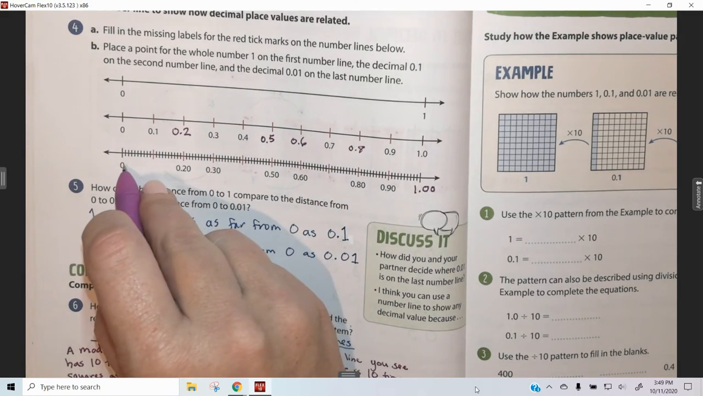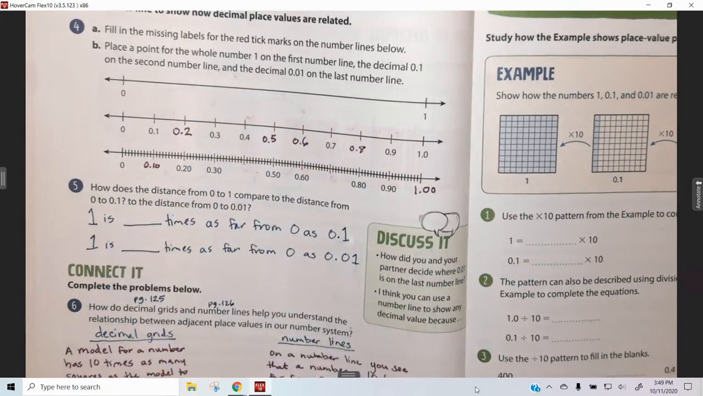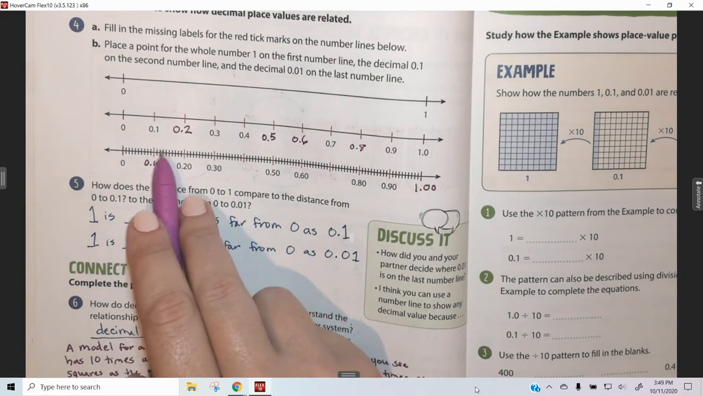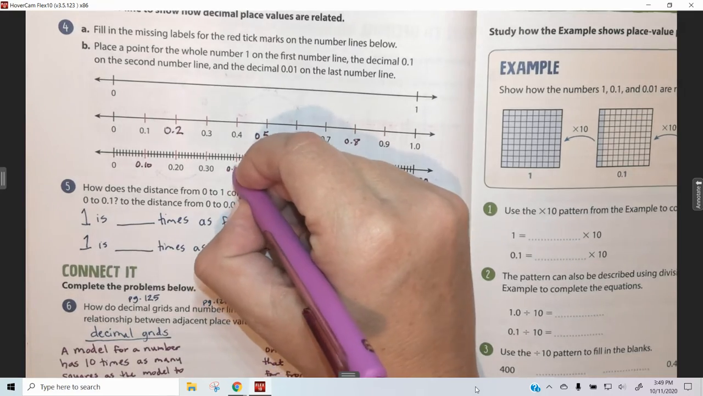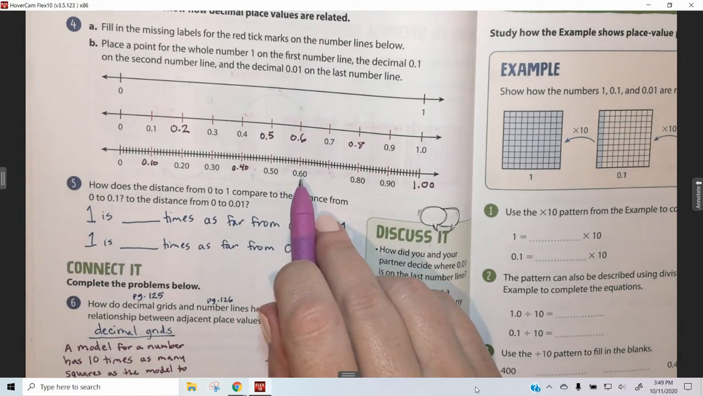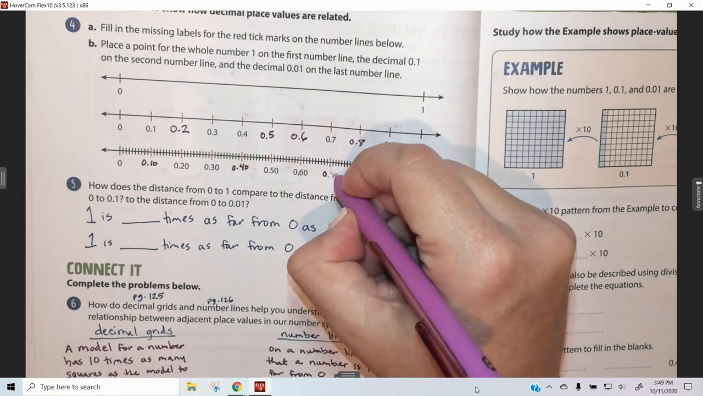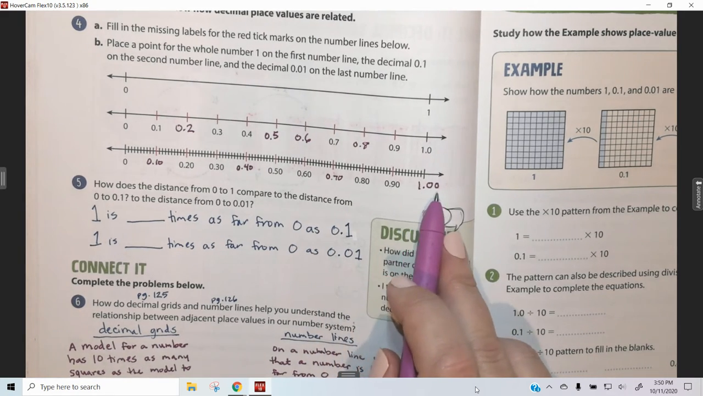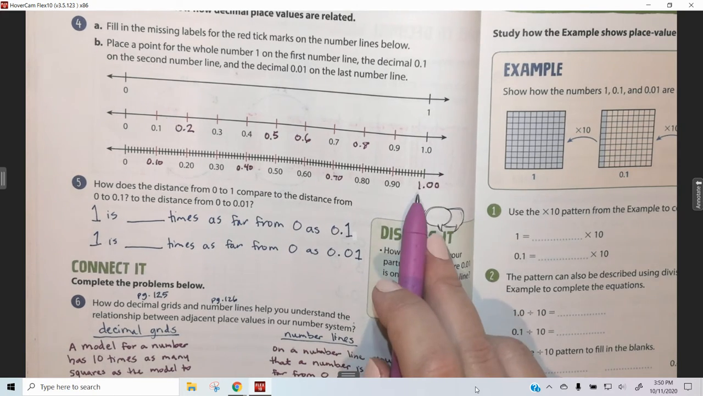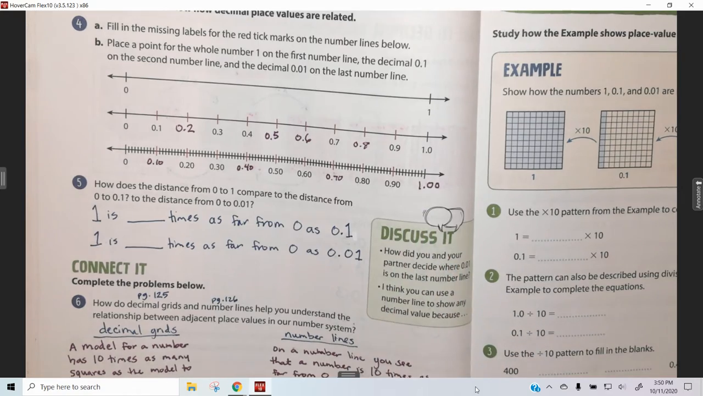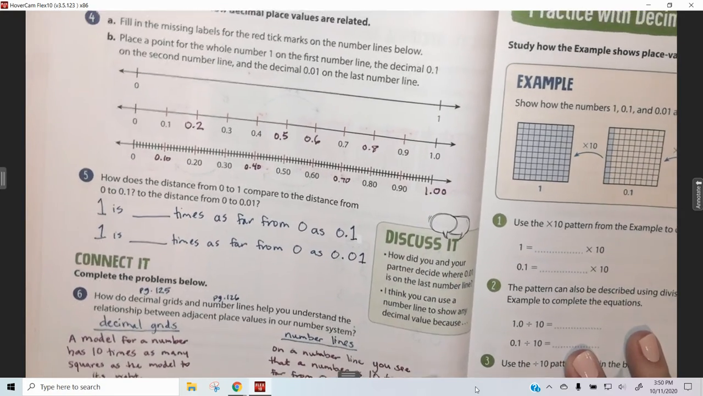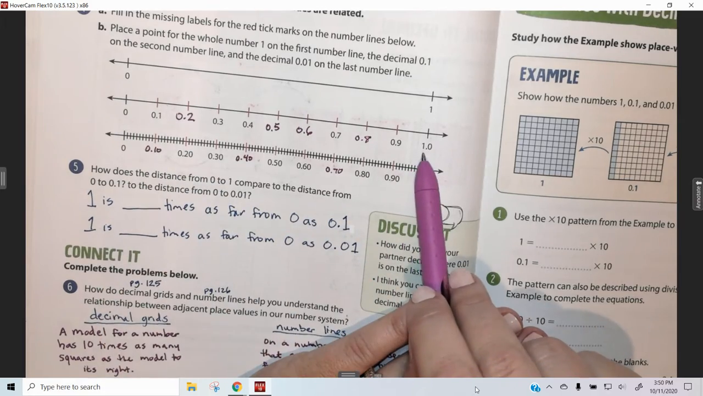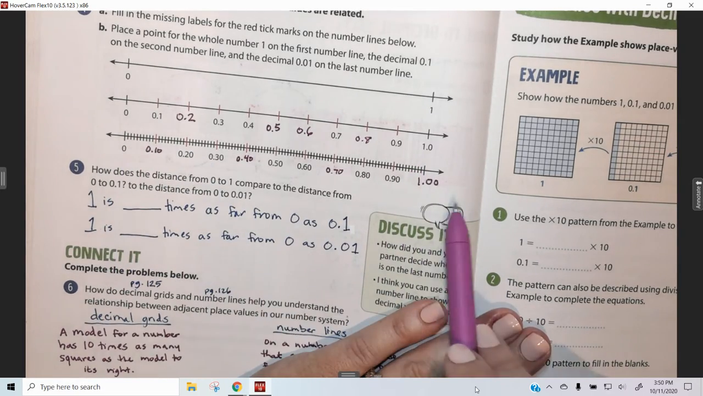So we have, this would be 10 hundredths, 20 hundredths, 30 hundredths. That means there's 30 of these tiny little tick marks. This would be 40 hundredths, 50 hundredths, 60 hundredths, 70 hundredths, 80 hundredths, 90 hundredths, and 100 hundredths. But it, again, is 1 whole because 100 hundredths is the equivalent to 1 whole. So now we've written down, and as we can see, there's 1 whole. 1 whole is equal to 10 tenths. 10 tenths is equal to 100 hundredths.